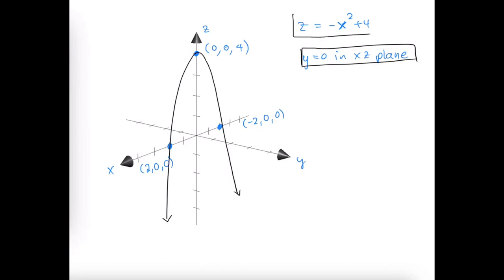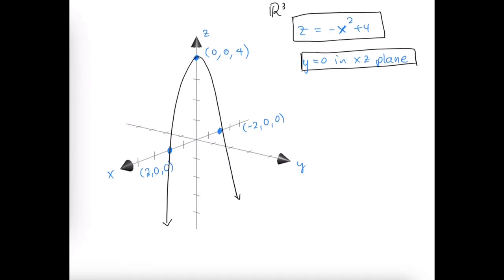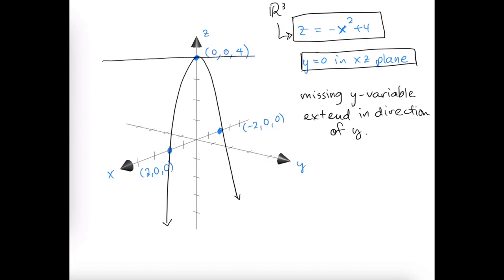However, this original graph was a three-dimensional graph, one to be graphed in R3. We start by graphing it in the xz plane, and then when we take it over into 3 dimensions, the missing y variable means that we are going to take this plane curve and extend it in the direction of the variable that is missing. So we're going to extend in the direction of our y variable. Essentially, this is going to become a cylinder. We're going to extend each of these ordered triples in the direction of y.